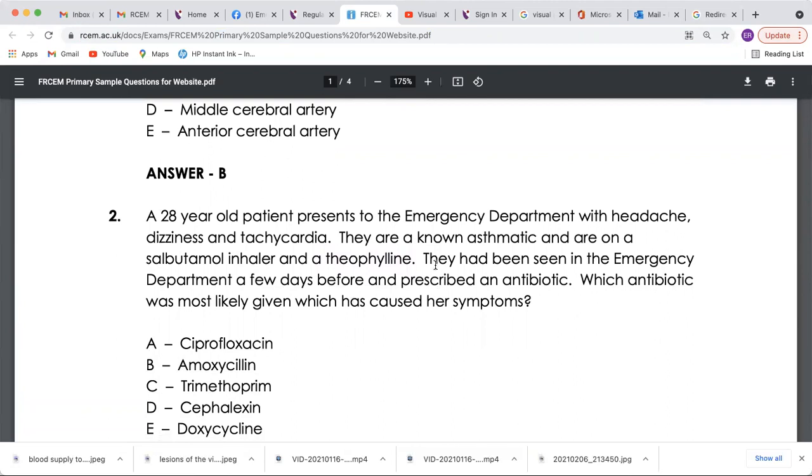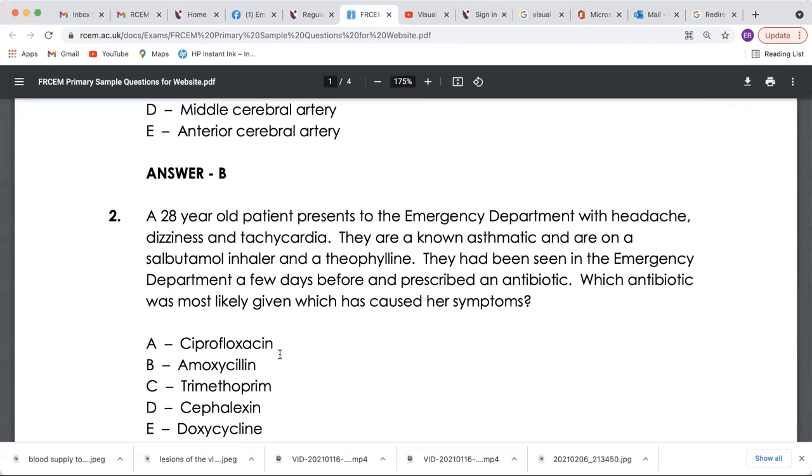However, we know to cause theophylline toxicity, we need P450 inhibitors, and the inhibitors usually are either quinolones or macrolides, right? So in this question stem, there are no macrolides, no azithromycin, no clarithromycin. And quinolones, yes, we have one quinolone, ciprofloxacin. Yes, ciprofloxacin is a P450 inhibitor, which can cause a toxicity or a high level of theophylline in the blood that can cause tachycardia, headache, and dizziness, right?